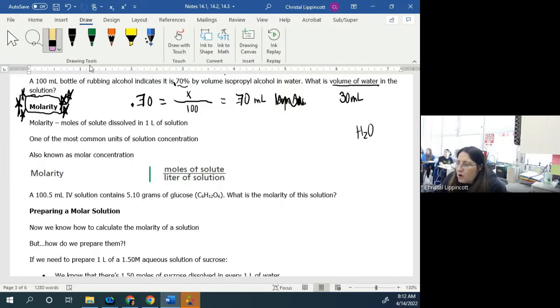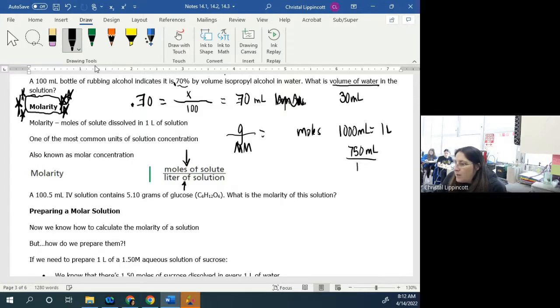So to figure out molarity, what you have to do is you have to know your moles of your solute. And remember, if you're given grams, you divide grams by the molar mass to get moles. Okay, so you have to have moles here. And then this is liters of solution. And remember, for every 1,000 milliliters, you have 1 liter. Okay, so if they give you 750 milliliters, you're going to divide by 1,000, and that's going to give you 0.750 liters. So this has to be in liters of solution in order for this to work.